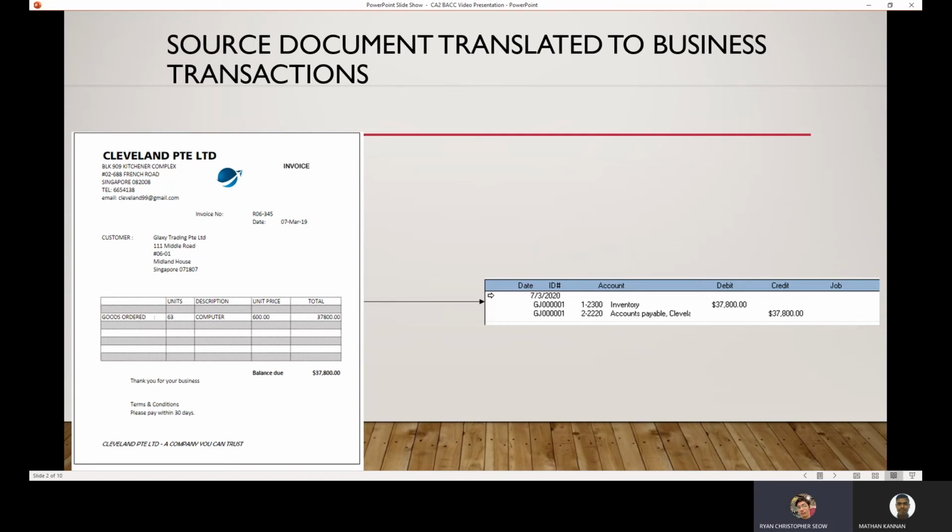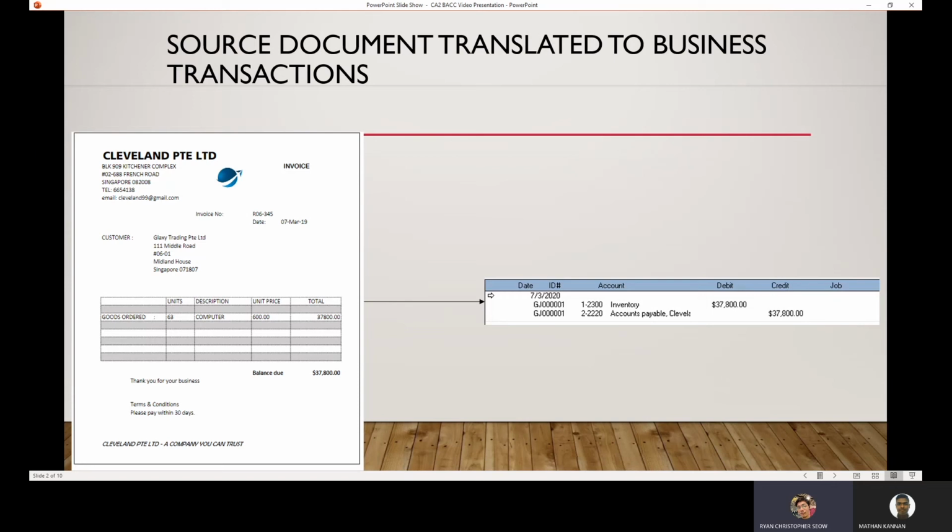So for the invoice, we will be looking at Galaxy Trading making a purchase from Cleveland Private Limited on the 7th of March of 63 computers at a cost price of $600 per unit, which would total up to $37,800. How this would be transferred is that the $37,800 would be debited into our inventory as an asset, while we have an account payable credited to Cleveland Private Limited as a liability.